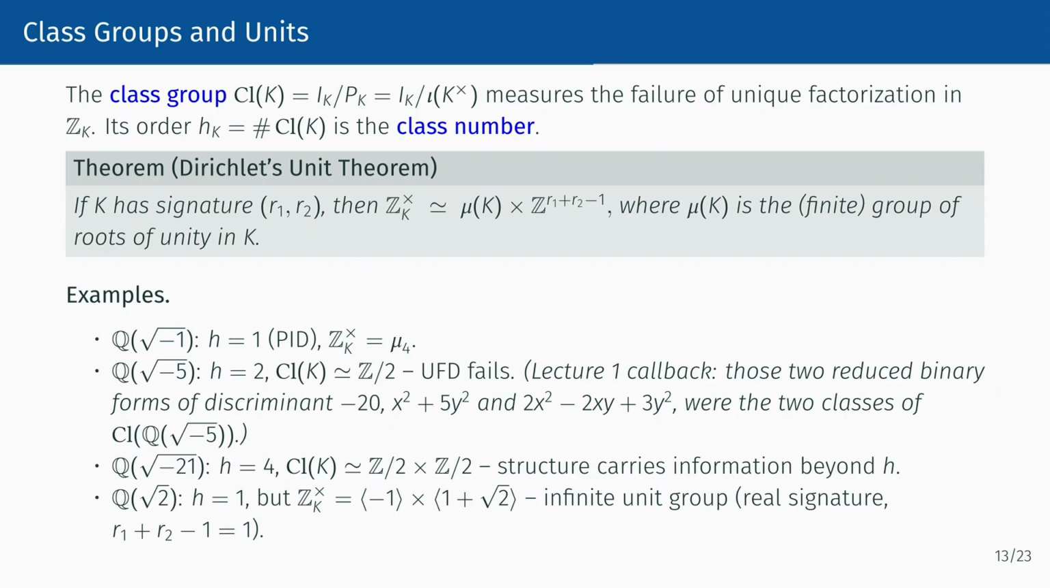Maybe some examples to see how these things play out, or what these invariants are. If we're looking at Q adjoint i, then the ring of integers is just the Gaussian integers. The class number is 1. It's a principal ideal domain. And the unit group is mu4, all the roots of unity of order 4: plus or minus i, plus or minus 1. Note that it tells you that you have unique factorization up to one of these 4 elements. Same as in the integers, you have unique factorization up to plus or minus 1.